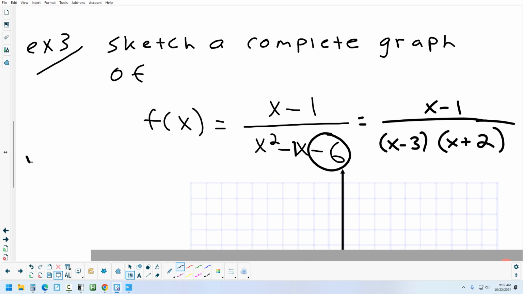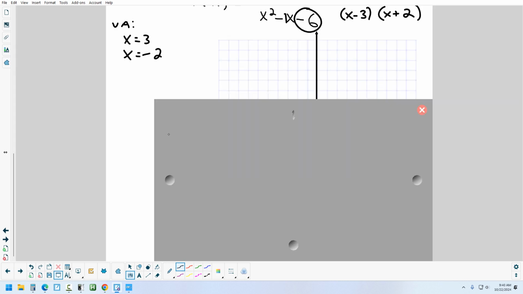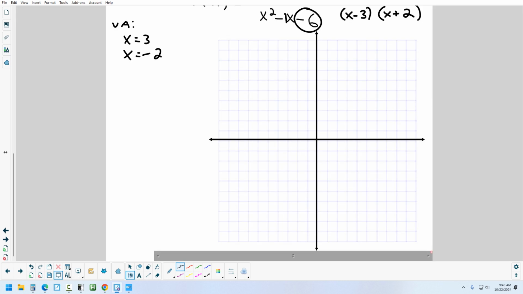Okay, so now that we've factored it, let's do our vertical asymptotes. How many different numbers make the bottom 0? 2. Are there any common factors between the top and the bottom? No. So then we are going to have 2 vertical asymptotes. What's one of them? 3. And the other one? -2. Okay. Put those on our graph right now. So vertical asymptote at 3 and -2.